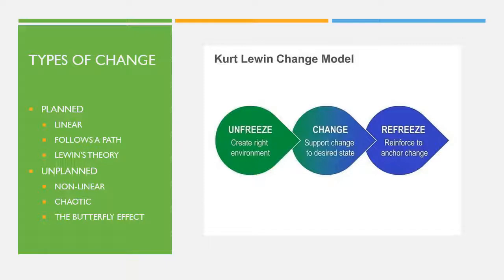So there are different types of change. And for the purpose of our outcomes, we're going to talk about planned change as being very linear, following a path. And we're going to think about Lewin's change model. And then unplanned change, which is nonlinear and can also be referred to as chaos or chaotic, and the butterfly effect.